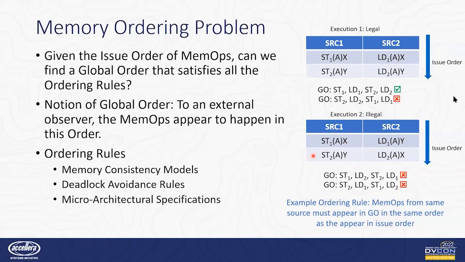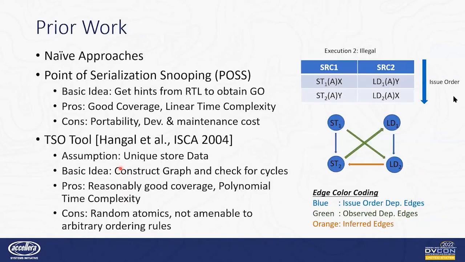As verification engineers, our job would be to run tests, find out if there exists a global order subject to all the ordering rules, and if there's not, then we'll file a bug. And where are these ordering rules coming from? The ordering rules are mainly guided by memory consistency requirements. They could also be arising from deadlock avoidance rules, and usually they are spec'd out in the architectural specifications. There could be link-based ordering rules and so on.